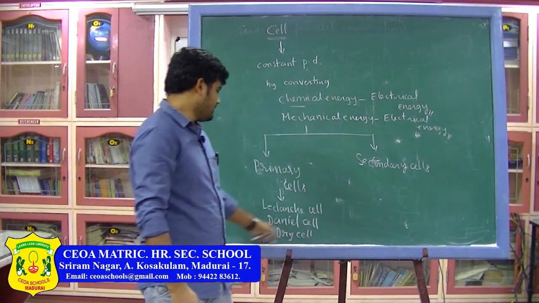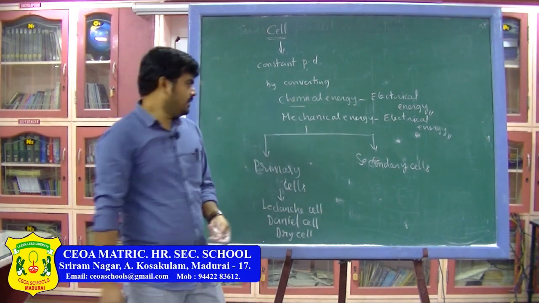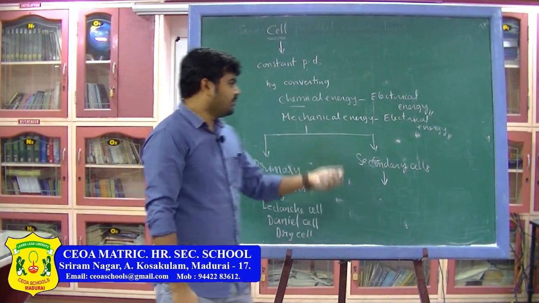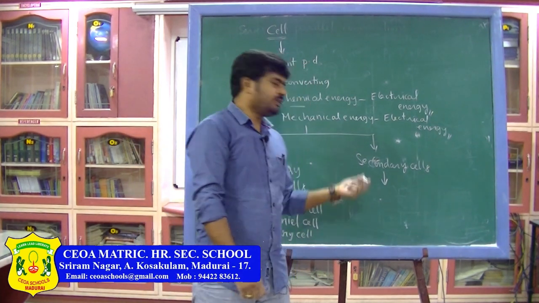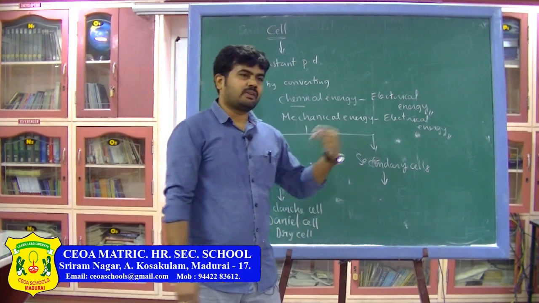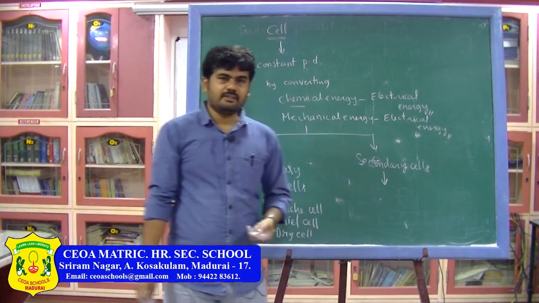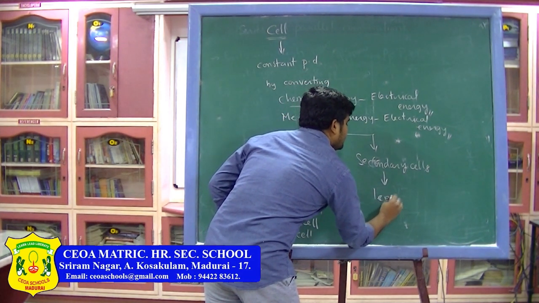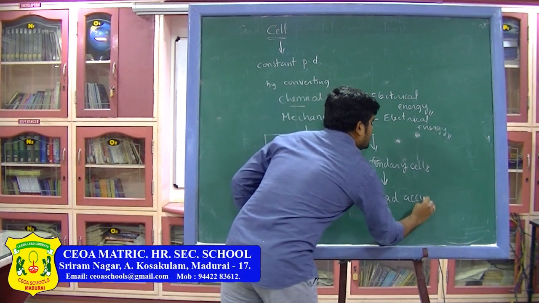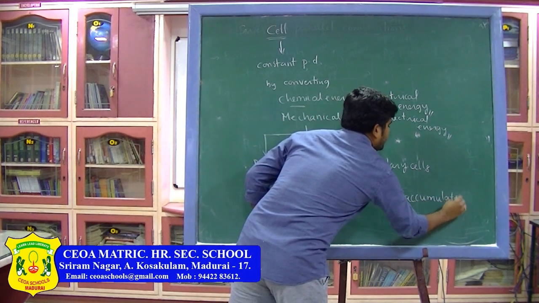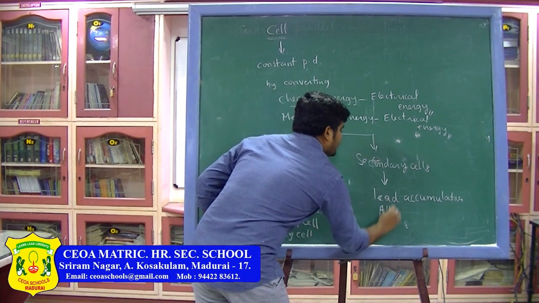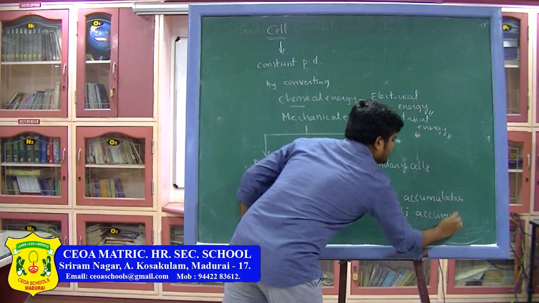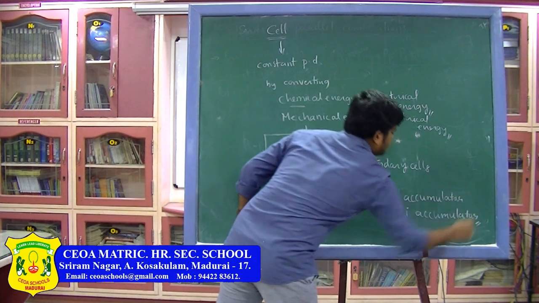These are examples for primary cells, and secondary cells are nothing but the cells which can be recharged after using, meaning after completely using them up. So, you can recharge them for further use. That kind of cells are called secondary cells. We can give lead accumulator and alkali accumulator as a few examples for the secondary cells. Okay, so that is the type of cells.